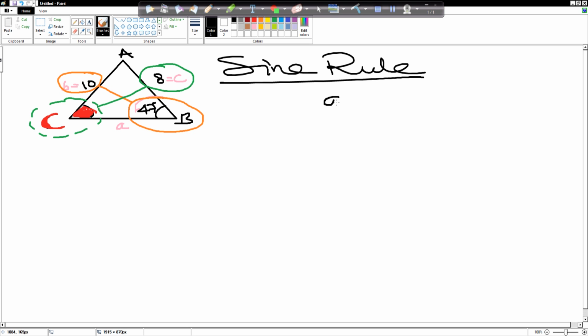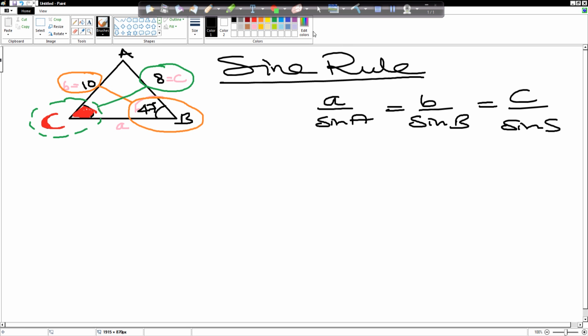So the rule is a over sine A is equal to b over sine B is equal to c over sine C. Okay, the C is too big on the top anyway. Let's put that back in. So little c on top and the big C on the bottom.